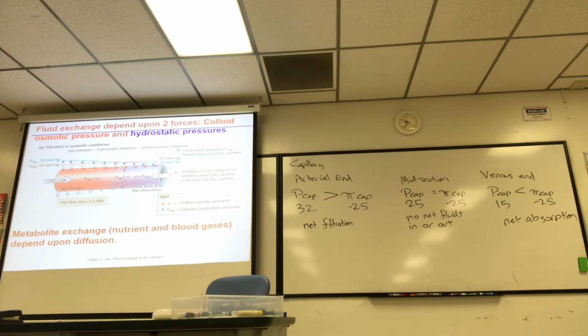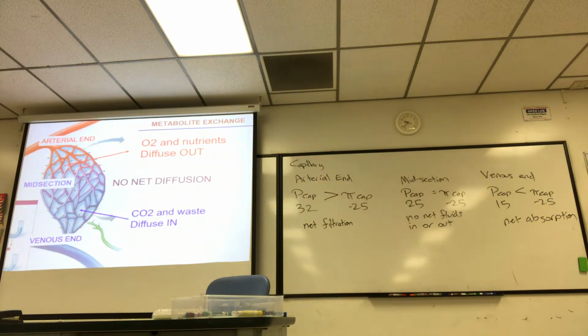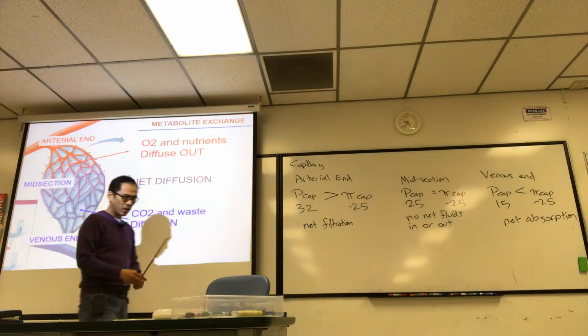So to recap, here's the figure from your book, and the way they illustrate it is they show an actual artery on the arterial end. They don't show just one capillary, they show it as an entire bed. So arterial end, midsection, venous end. You see the little black arrows. Those are illustrating the filtration, the midsection, the no net exchange, and then the reabsorption there. That's cool. But for the metabolites, what you should know is that O2 and nutrients diffuse out, and CO2 and waste products diffuse in.